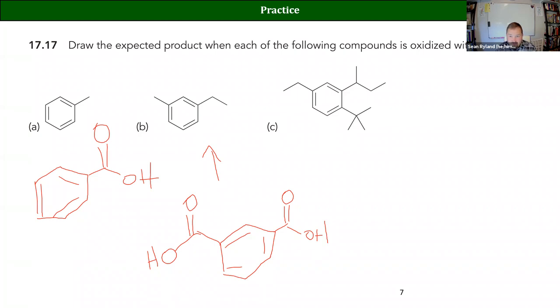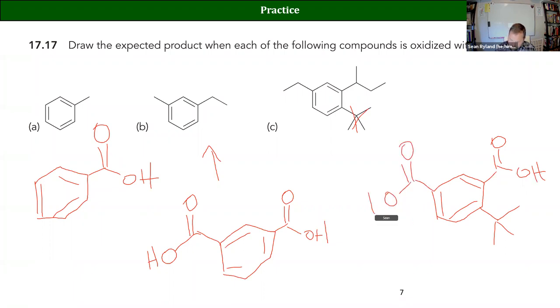For C, we have three benzylic carbons, but one of them doesn't have a hydrogen attached. So this t-butyl group won't get oxidized. Our t-butyl group stays the way it is. Get an acid up here, and an acid right there.